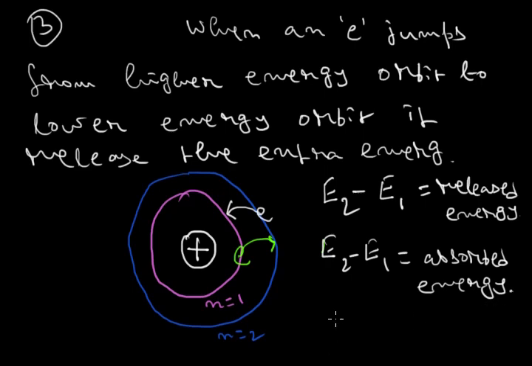So, I repeat the third point of Bohr's theory. It states that when an electron jumps from a higher energy orbit to a lower energy orbit, it will release energy, and when the electron absorbs energy, it will jump from a lower energy orbit to a higher energy orbit. These are the three postulates of Bohr's model.